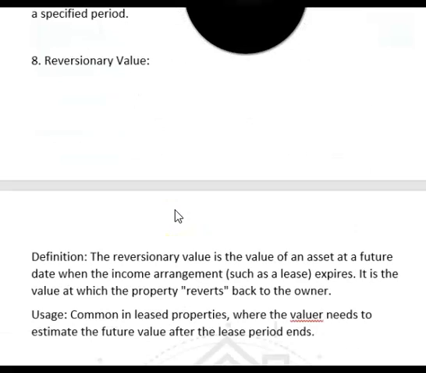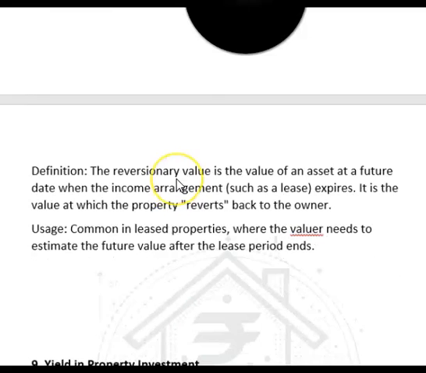Next, reversionary value. The reversionary value is the value of an asset at a future date when the income arrangements, such as a lease, expire. It is the value at which the property reverts back to the owner. Common in leased property, where the valuer needs to estimate the future value after the lease period ends.